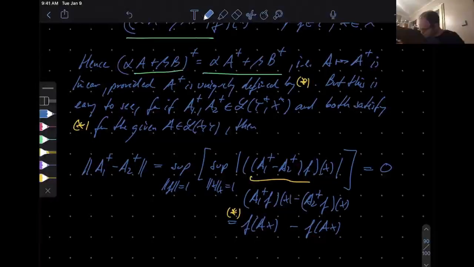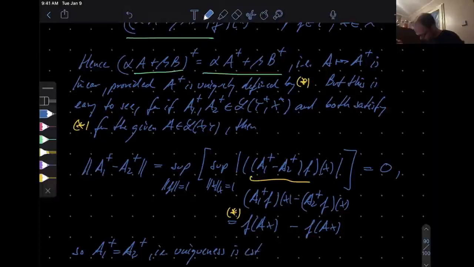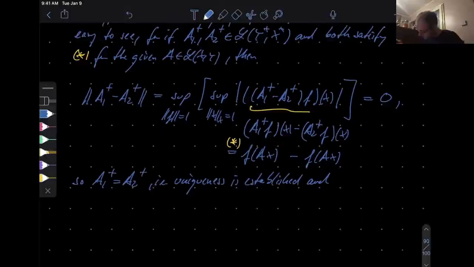All right, so let's write it down. A1 dual is equal to A2 dual. Uniqueness is established, and thus also this map is, of course, well defined, because to one input it assigns one output, right? All right, and that concludes the proof of this first theorem.